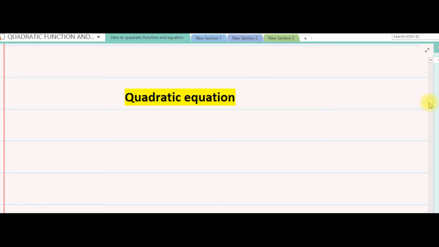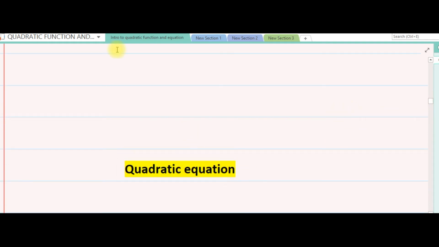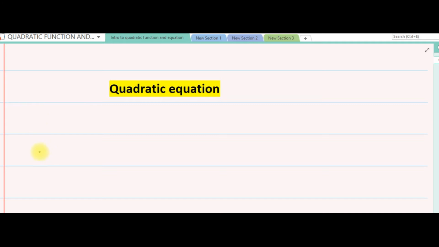A quadratic equation is now any equation of this form. So we're on quadratic equation. We now know that a quadratic equation is any equation of this form. So what do you notice? Our y is 0 here.